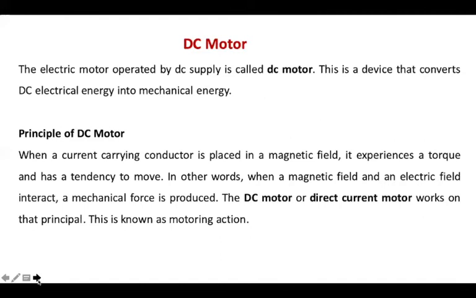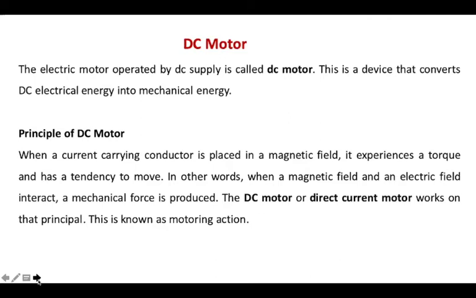What is a DC motor? The electric motor operated by a DC supply is known as a DC motor, and the device which converts DC electrical power to mechanical power, or the conversion from electrical energy to mechanical energy, is known as a motor. So when you operate the motor with DC, it is known as a DC motor.